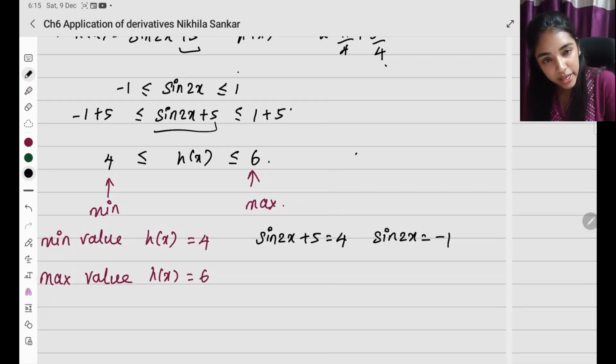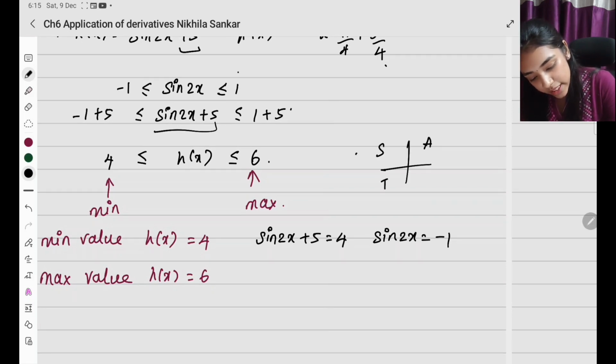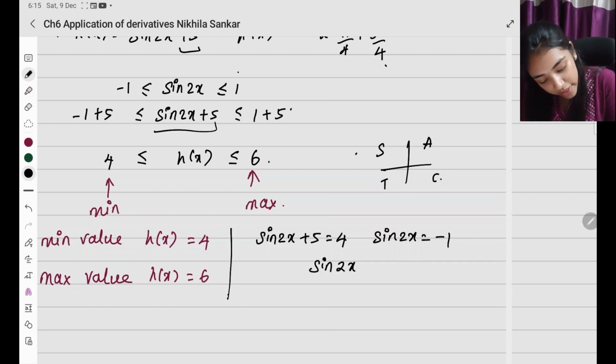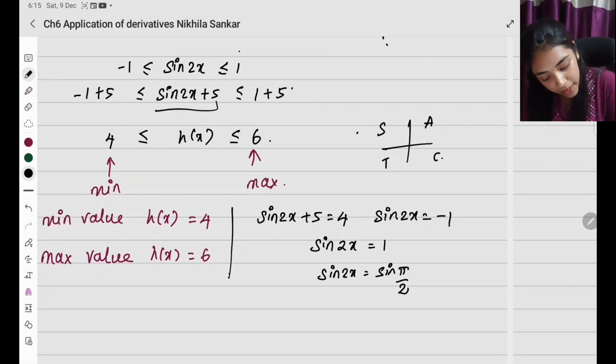Where is my value minus 1? Sin, it is going to be all silver tea cups. Do you remember how we solved my problems? I'll first solve for this. So I have, first I'll omit the minus. So I have sin 2x equals 1. I know that sin 2x equals sin pi divided by 2. I have 2x equals pi divided by 2. x equals pi by 4.